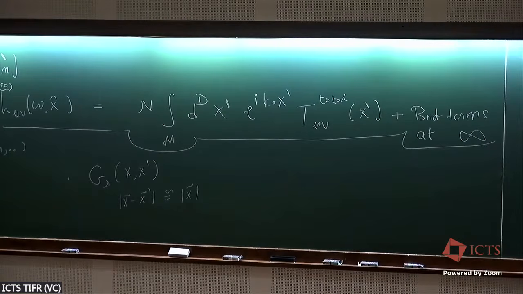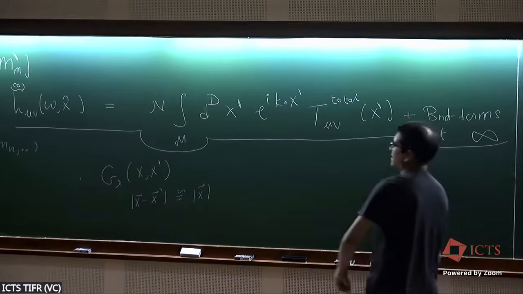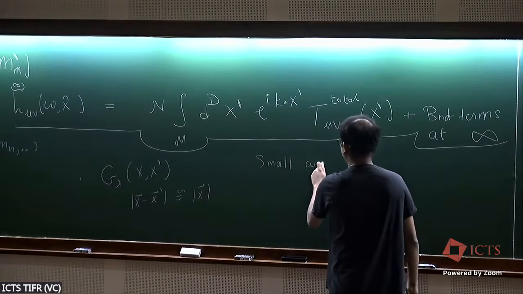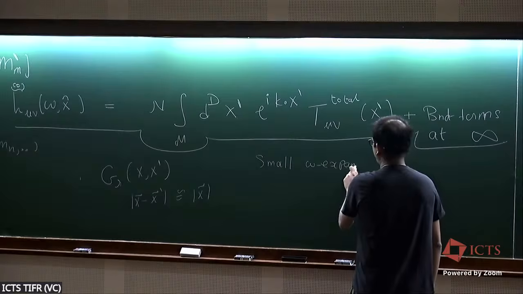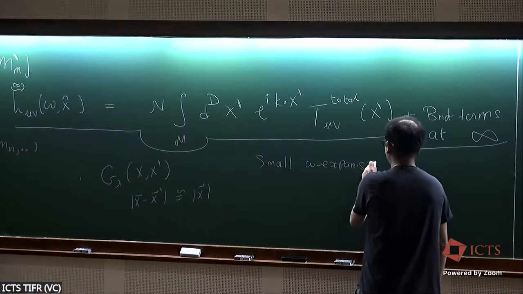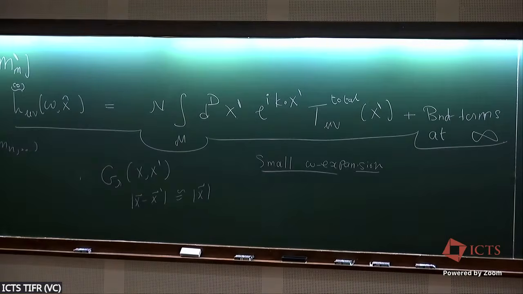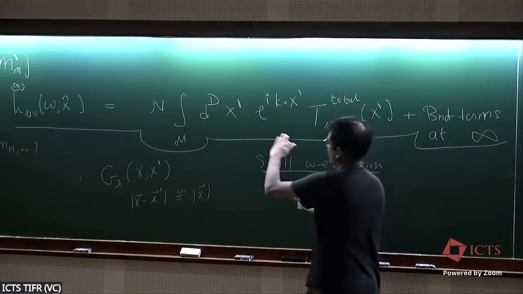Okay, so this is where we are starting, and remember, we want to do a small omega expansion, and prove the soft theorem that we wrote yesterday. This is where we stopped. Any questions about the last lecture? Okay, so now let's start proving this.